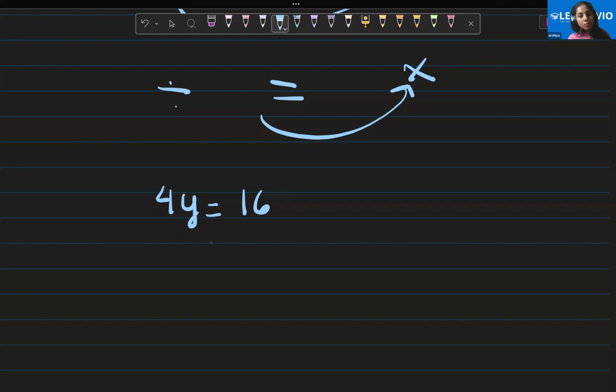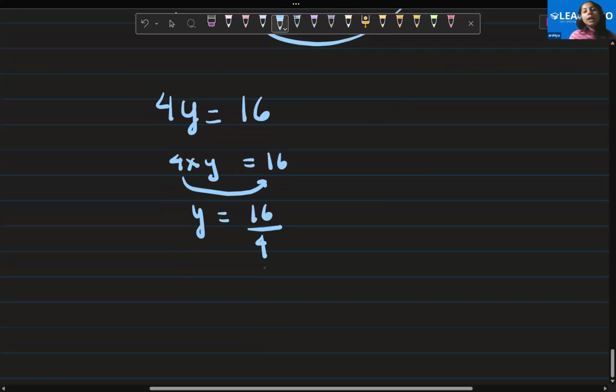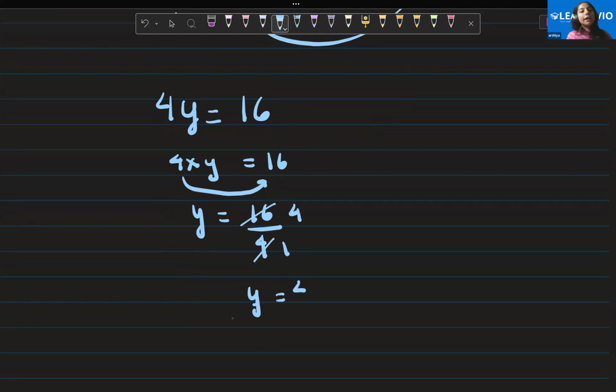The 4 is getting multiplied by y. Correct. So 4 multiplied by y is equal to 16. Now to find the value of y, I'll keep y here and take 4 on the other side. So 4 is in multiplication. That means it will go in division with 16. Now I know that 4 ones are 4 and 4 fours are 16. So the value of y will be 4.